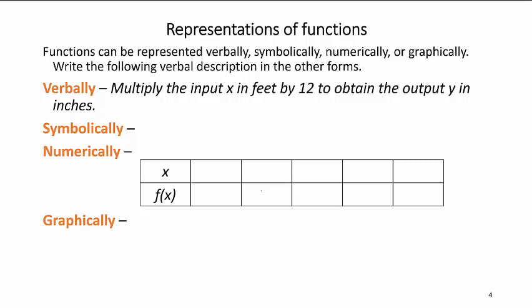Verbally, it's telling us that we're going to take an input that's in feet and our output is going to be in inches. So to get that to happen, it even told us. They said, okay, let's multiply the input x by 12. So if we multiply x by 12, that's 12x. Yes? So we have a function in symbolic form of f of x equal to 12x.